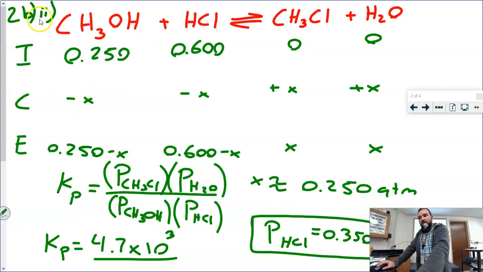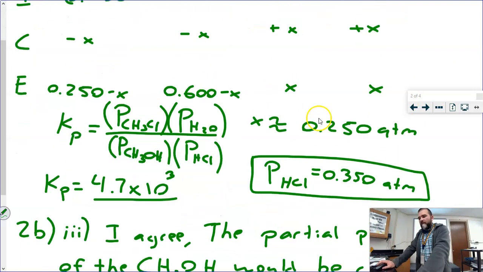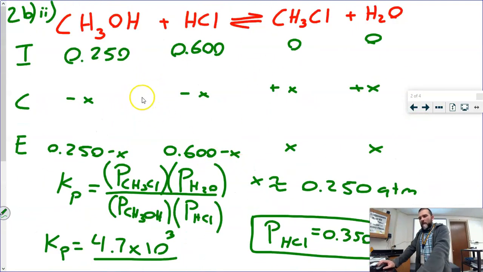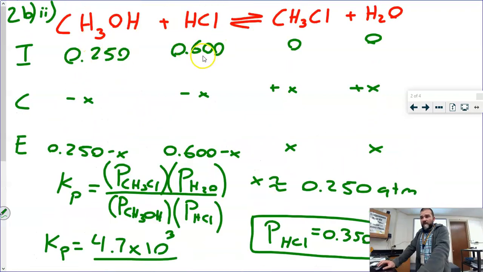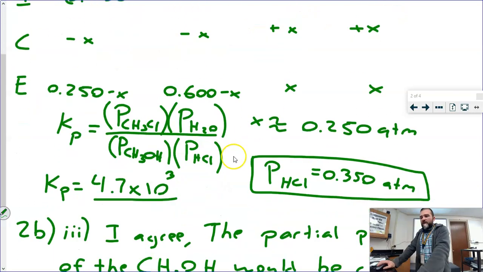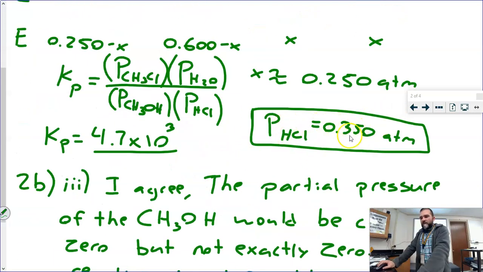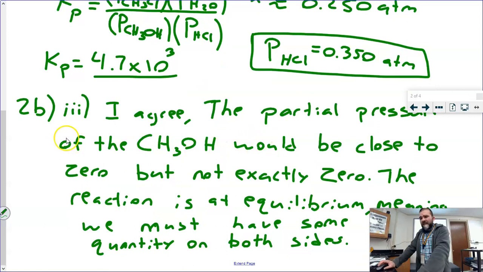In 2b2, the one we started with today, it kind of looked like it wanted to be an ice table problem, but then they wanted us to solve for the equilibrium partial pressure of HCl. And we could do the whole ice table thing and do all the algebra, but it was really ugly algebra. So then we kind of just figured out that K is really big. That means products are favored. So very strongly favored. So essentially this turned into a limiting reactant problem. All of this would get used up, or almost all of this would get used up, which means that our partial pressure of the HCl should be really close to 0.35.